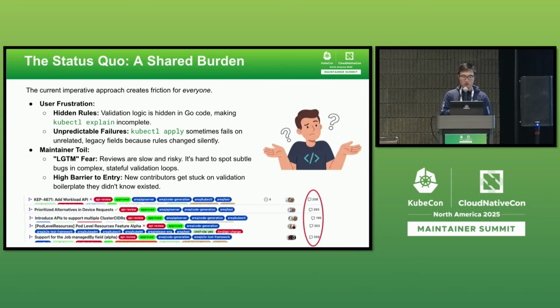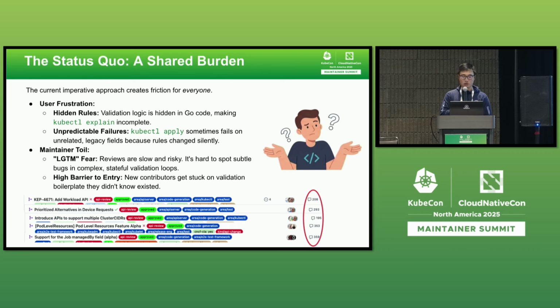For users, when they submit a request to the API server, there may be some hidden logic they don't know about. For example, when they run kubectl explain, it's incomplete, because the validation logic is hidden in the Go code. It's not explicitly shown to the users. Sometimes when they apply their configuration, it fails on some unrelated legacy field. They don't know why it failed, because sometimes the rules are changed silently. They are not put into the contract with the users.